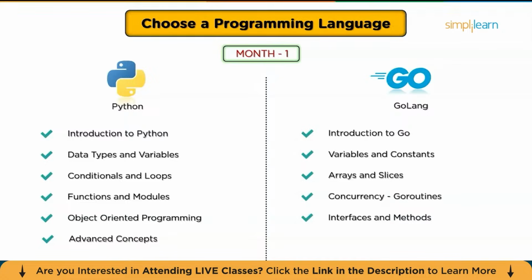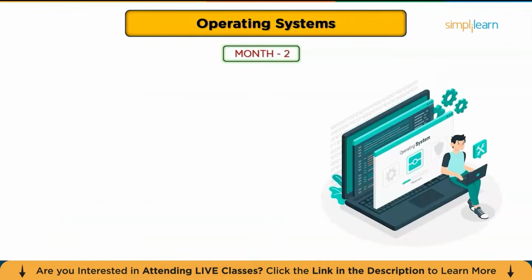Now once you have completed these modules, you'll be going to the second month where you'll be dealing with operating systems. Basically, operating systems are like the backbone of any computing environment. They connect the hardware with the software. As a DevOps engineer, you need a solid understanding of operating systems to effectively manage applications, optimize infrastructure, and streamline deployment pipelines. So let's go through some of the key operating system concepts you'll need to know.